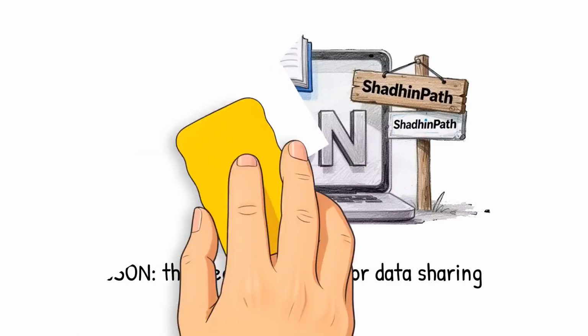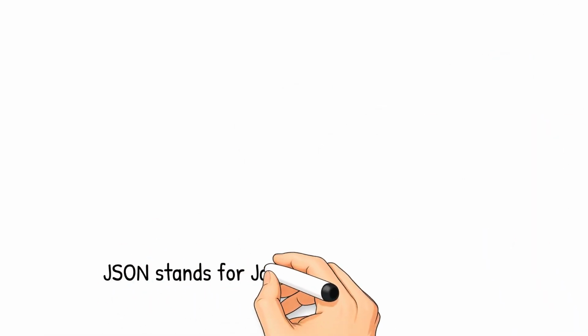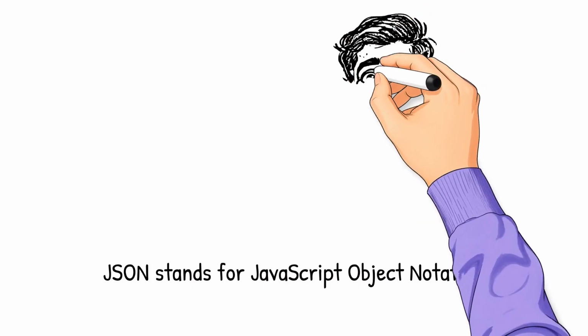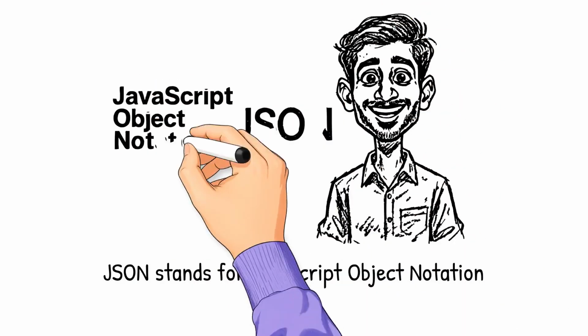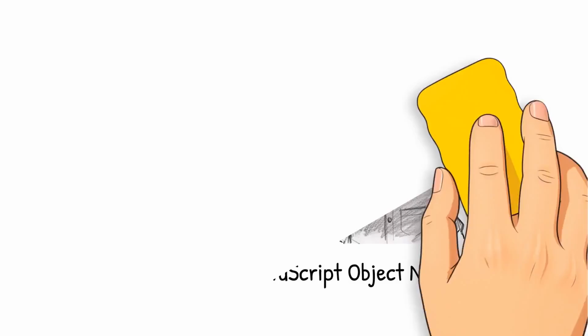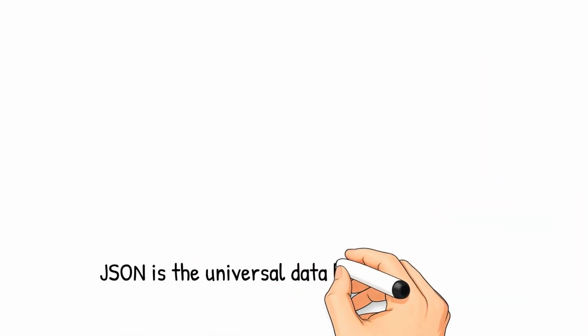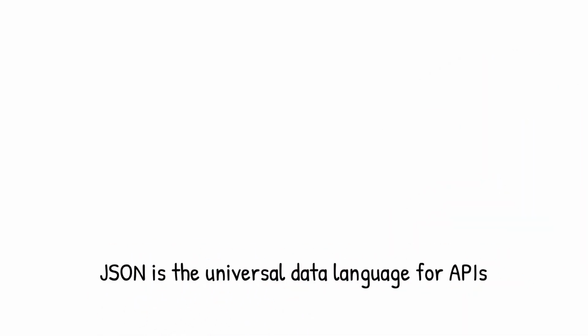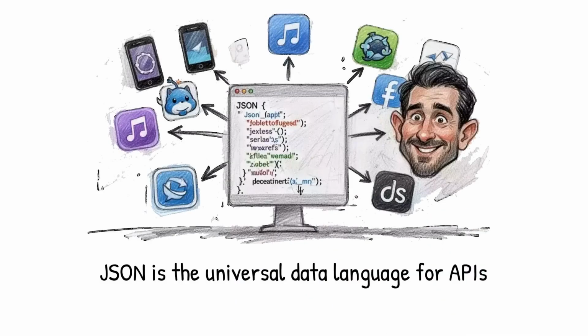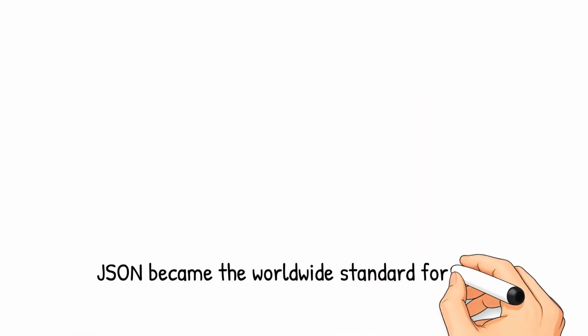Let's go. First, what does JSON even mean? It stands for JavaScript Object Notation. Now, don't let that name scare you. You do not need to know JavaScript at all to understand it. Just think of JSON as the universal language that APIs use to write down and send their data. It's lightweight, it's just plain text, and almost every programming language and every app on Earth can read it. That's exactly why it became the worldwide standard.